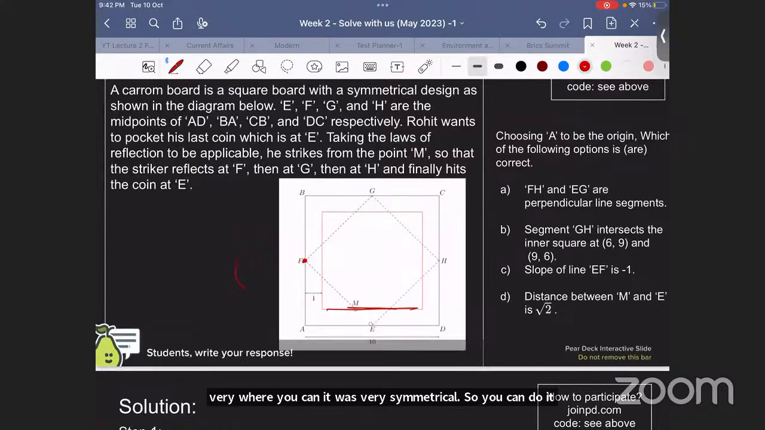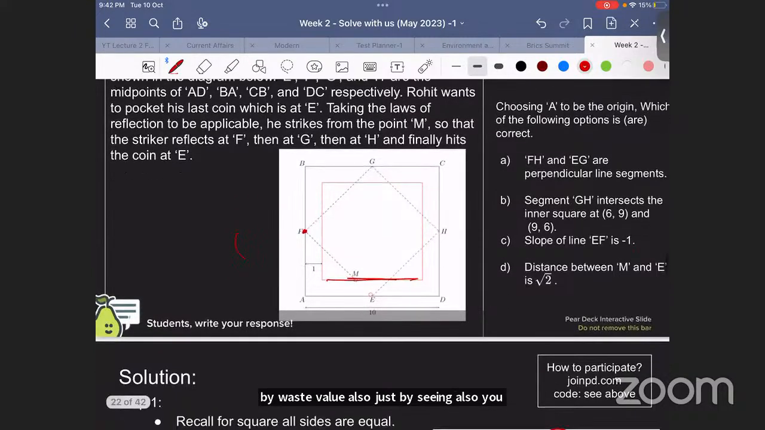Just by seeing, you will be able to solve. But many times it will not be as simple as that, so there you have to use the equation of the straight line. But for symmetrical images like this, you can just do it visually. Yeah, correct. Thank you, sir. Okay.